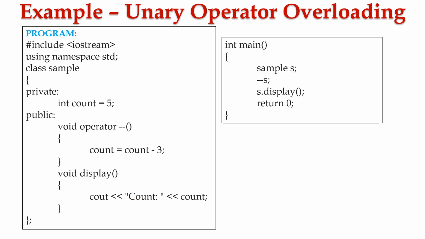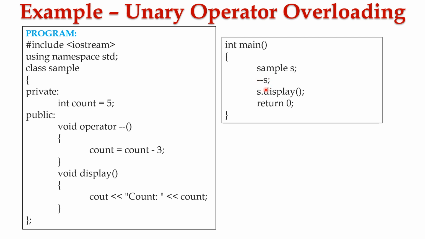After the class, the next part is the main method. Here we have created the object s for the class Sample. The next statement is --s. So this calls the overloaded -- operator on the object s.